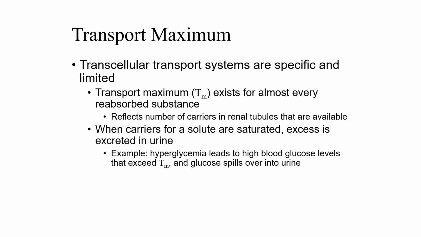This can happen in hyperglycemia, where there are high glucose levels in the blood, and the glucose can't be taken up fast enough to be pumped back into the blood, so it's excreted into the urine. You should not have glucose in your urine. Glucose in the urine is indicative of diabetes.